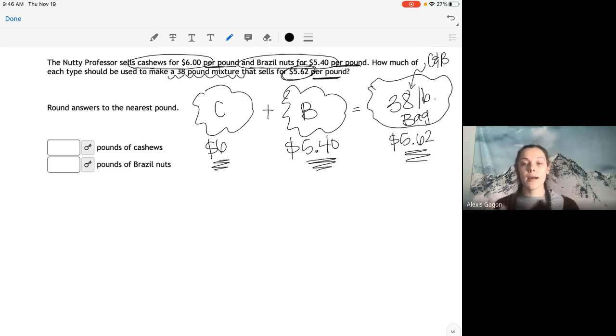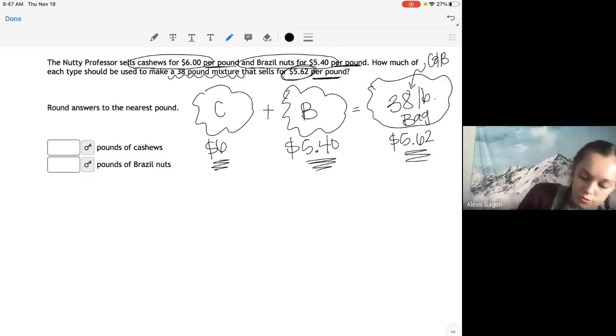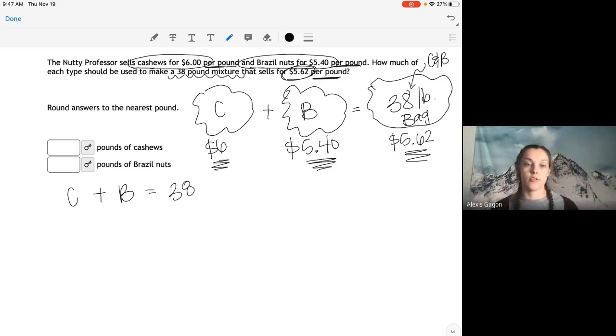So let's think about how to set up an equation. The first equation is pretty easy. We know that however many pounds of cashews plus however many pounds of Brazil nuts is going to equal the 38 pounds. So the first one would just be C plus B equals 38. That's the pounds of cashews plus the pounds of Brazil nuts equals 38.